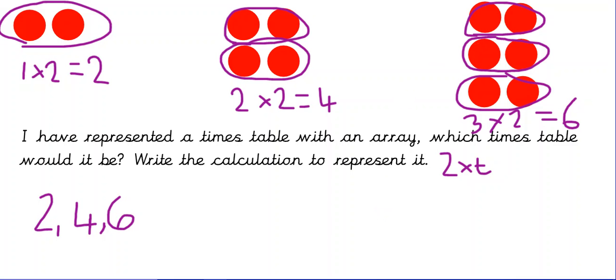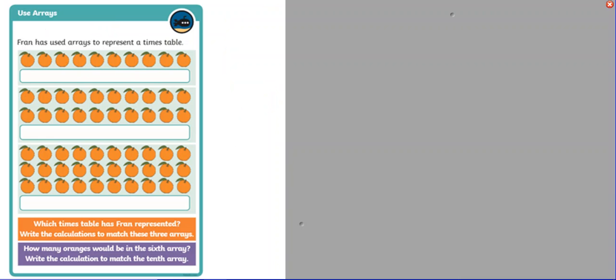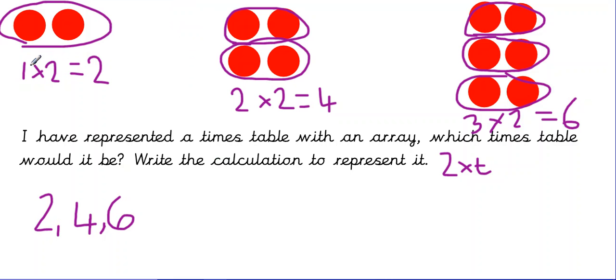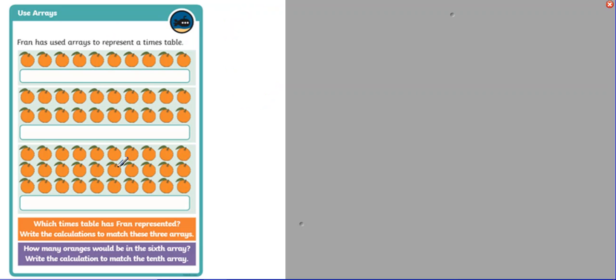Okay, so have a go at this one on your own. Fran has used arrays to represent a times table. Okay, so which times table has Fran represented? Write the calculations to match these three arrays. So the calculations are these bits here, where you've worked out how many groups you've got and how many you've got in each group. Okay?